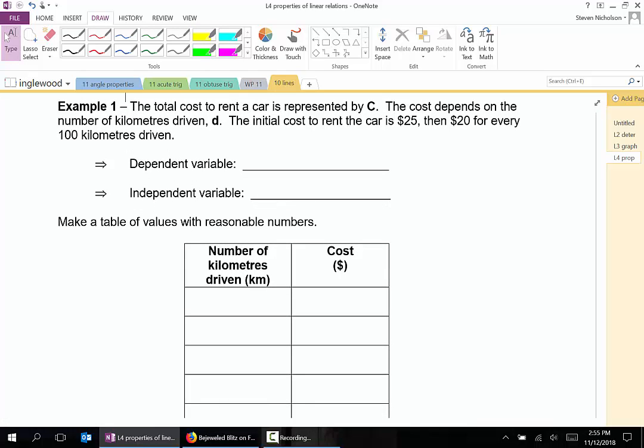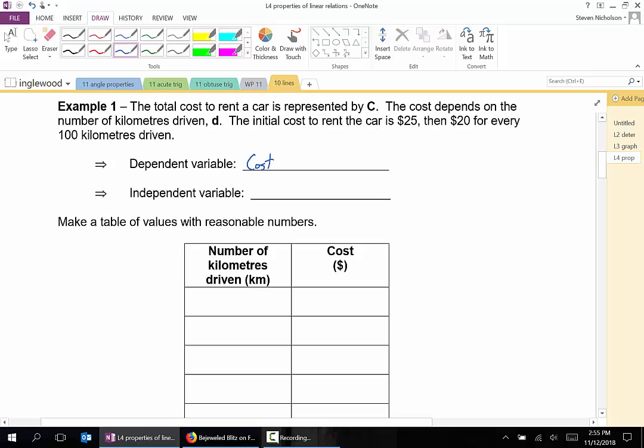So here's my story. Today we're going to rent a car and we're going to represent the cost by capital C. The cost of renting the car depends on the number of kilometers you've driven, D. The initial cost to rent a car is $25, and then you pay $20 for every 100 kilometers driven after that. This is a typical car rental agreement.